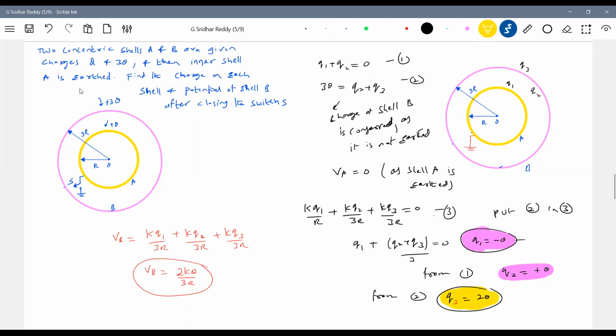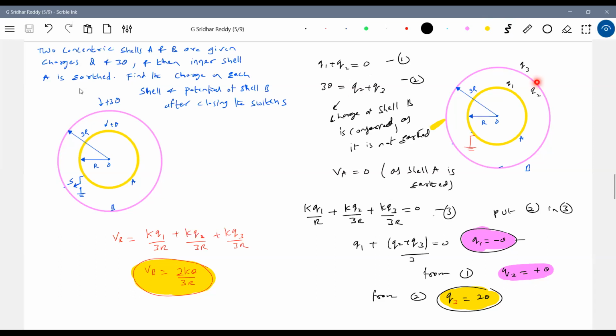Are you getting the procedure? A shell which is earthed, its potential should be 0. A shell which is not earthed, its potential need not be 0. The charge of a shell which is not earthed should be conserved. Then applying Gauss law, the net field inside the conductor must be 0, and with the help of that, get the relation between charges. There are, I think, three important points. What are those things?